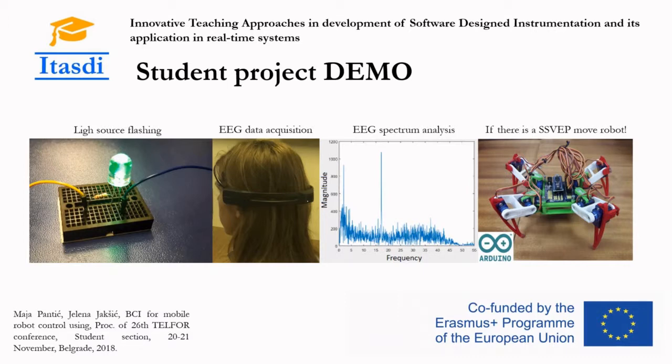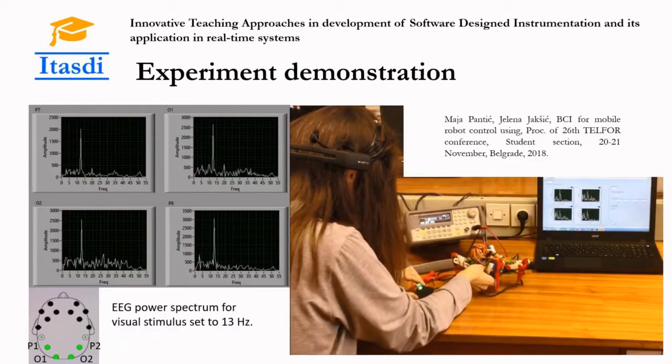During their experiment, the subject looks at the light-emitting diode, and the application acquires EEG signals from 4 electrodes positioned in parietal and occipital regions. Real-time monitoring of EEG power spectrum is implemented, and the small Arduino-based spider robot will move if a steady-state visual evoked potential is detected.